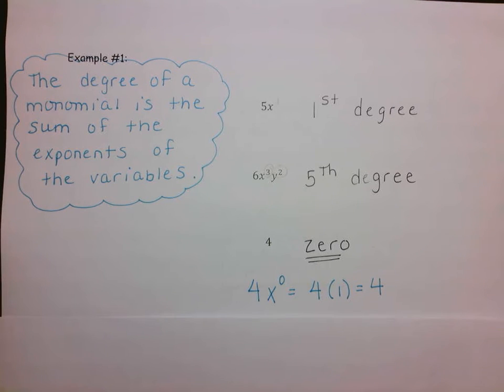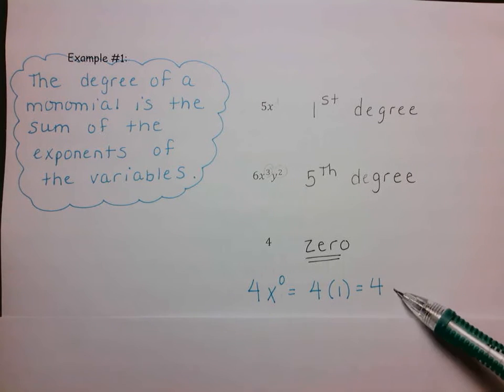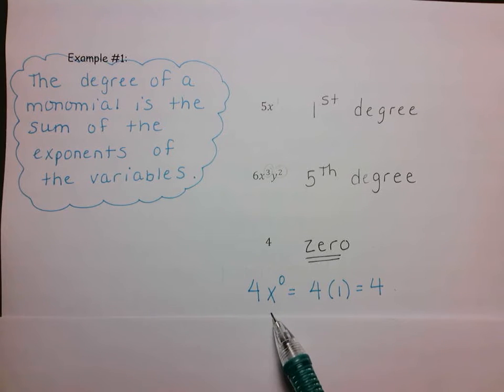And whenever you have a constant term, the degree is going to be 0. And here's why. Because the degree of a monomial is the sum of the exponents of the variables. So if we have a constant term, we can say that the sum of the exponents of the variables is 0.